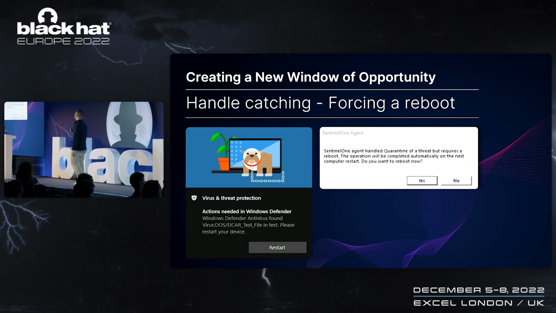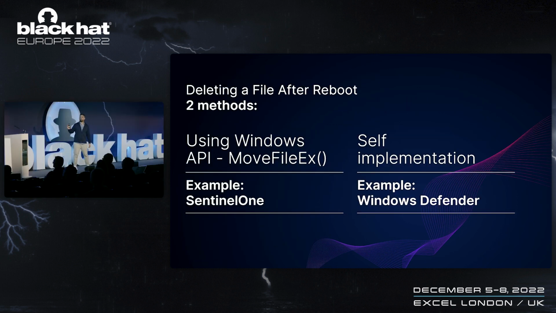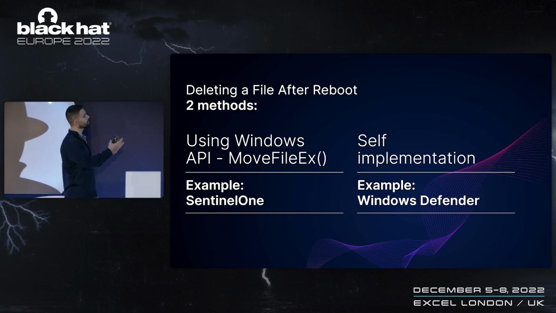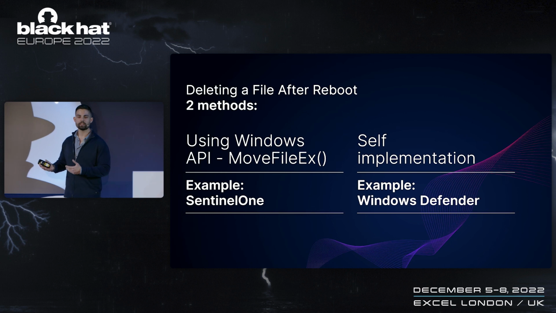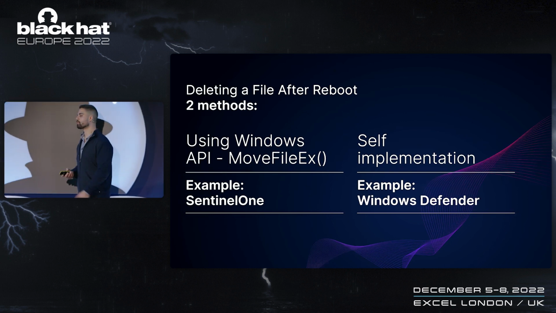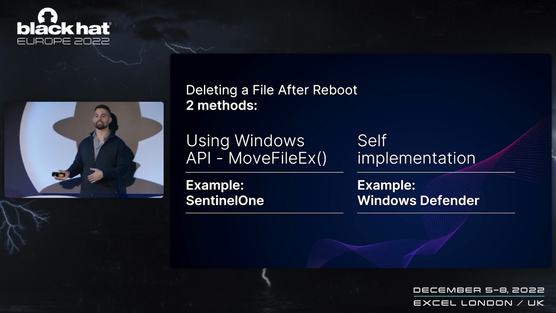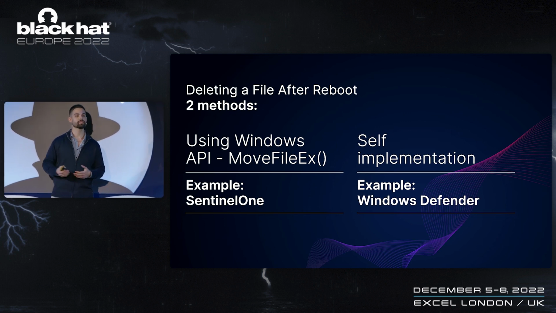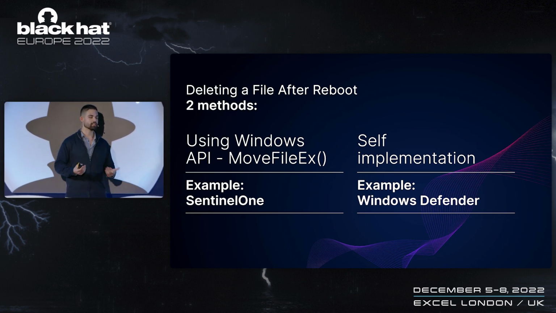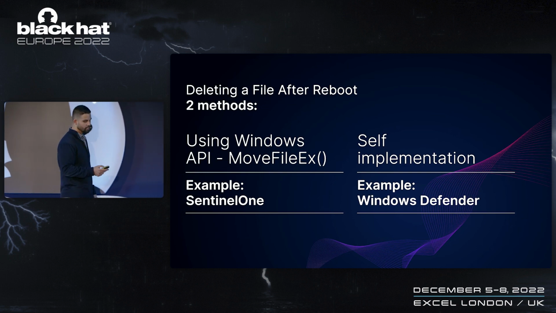So let's see how they do that. Some EDRs use the default Windows API for postponing a deletion. A good example for an EDR that does it is Sentinel-1. And some other EDRs just implement this feature on their own. So that means that they keep a list of the paths to delete after the reboot somewhere, and then after the reboot, they just delete these files.